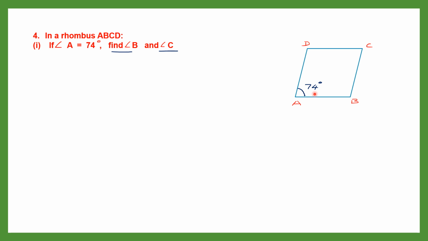That means if this is 74 degrees, angle C will also be 74 degrees because there is the property of a rhombus which says opposite angles are equal. So let's write that. Angle A is equal to angle C and that is equal to 74 degrees. And what is the reason? Opposite angles of a rhombus are equal.